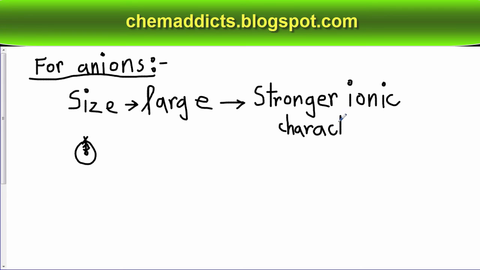So this is the cation and this is the anion. The anion is larger, this is plus, this is the nucleus, and these are the valence electrons. So it won't be able to distort the electron cloud of the anion. That's the point. I hope that you have understood.